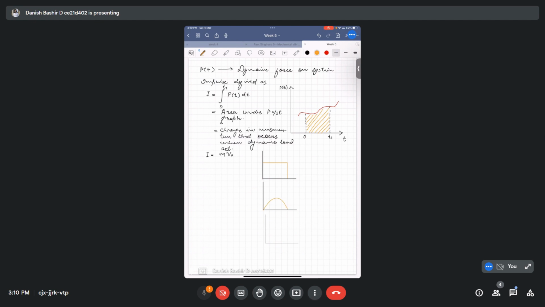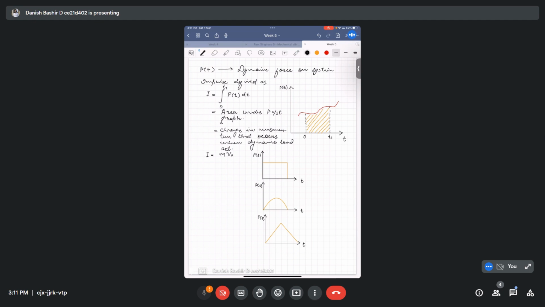And we have another, like this. One, two, three types of commonly studied pulses. All these are time axes, and the force is P of t.